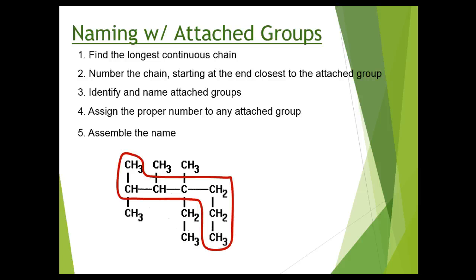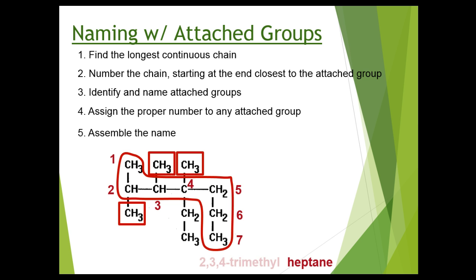Once again, longest continuous chain. We know we have a heptane. There's 7 carbons, no double bonds. We're going to label from the closest side to the attached groups, which is the left side once again. We will then identify all the attached groups. So we have a 2, 3, 4 trimethyl.